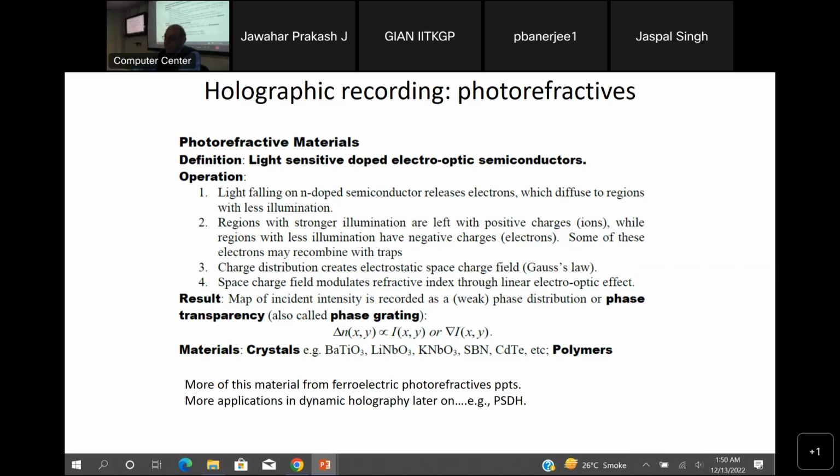So this is how it happens. We'll see in more detail pretty soon. So typically, photorefractive materials can be thought of as doped semiconductors, which also have electro-optic properties. Okay, so I said a whole bunch of stuff here. A photorefractive material is a doped semiconductor that also has electro-optic properties.